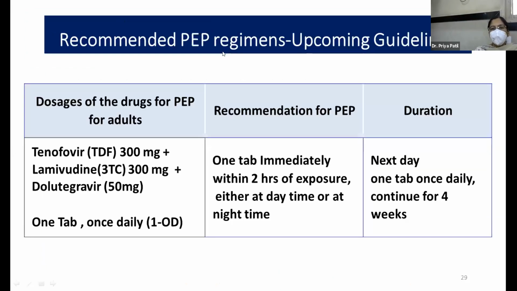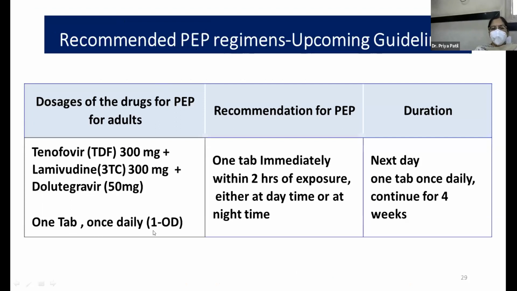Now, the upcoming PEP (post-exposure prophylaxis) guideline. As we saw, dolutegravir has faster viral suppression. It is much more potent. So, it is also included in the post-exposure prophylaxis regimen of choice. The regimen will now be tenofovir 300 mg, lamivudine 300 mg with dolutegravir 50 mg OD.